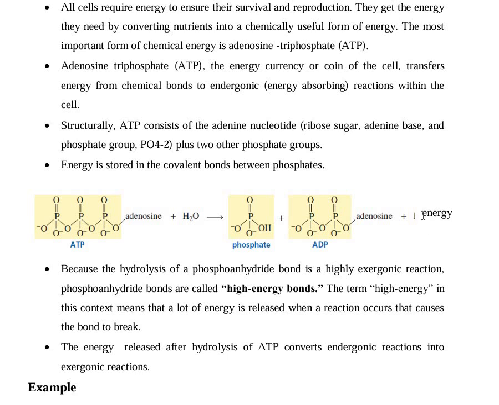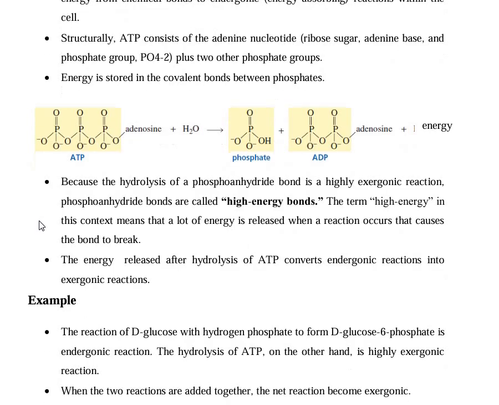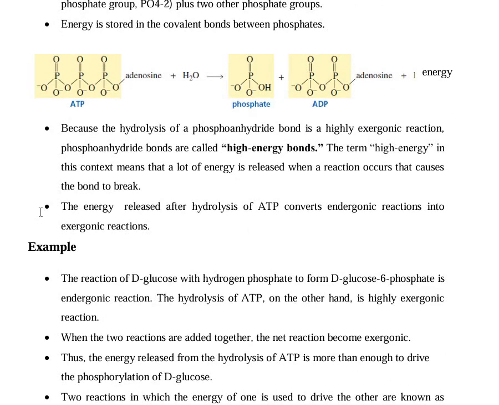From where is this energy coming? From the breaking of the phosphorus-oxygen bond, because the hydrolysis of a phosphoanhydride bond is a highly exergonic reaction. Phosphoanhydride bonds are called high-energy bonds. The term high energy in this context means that a lot of energy is released when a reaction occurs that causes the bond to break.